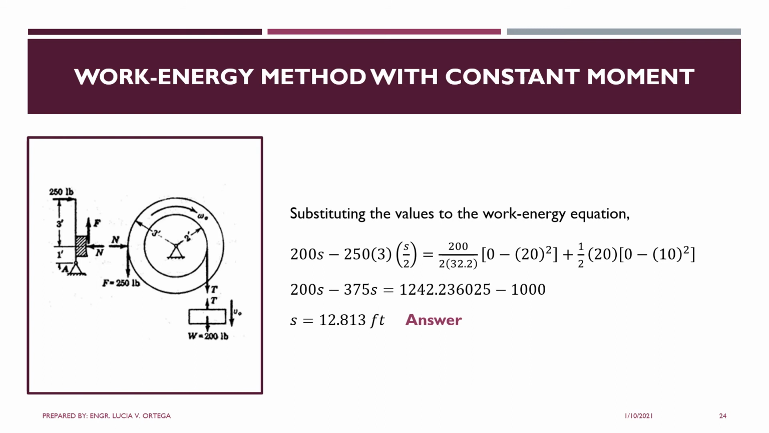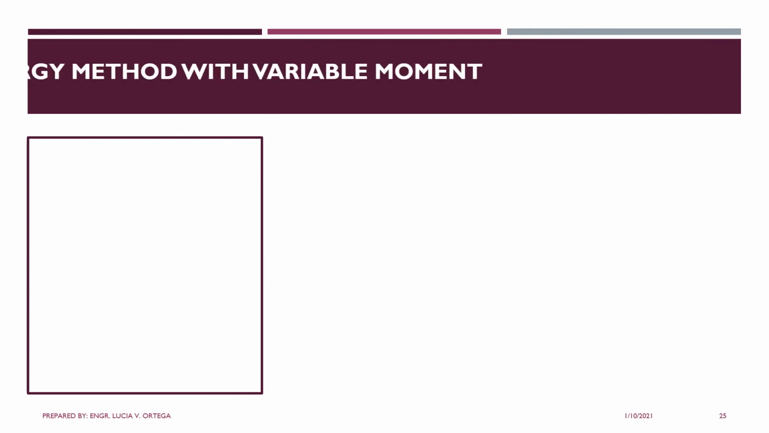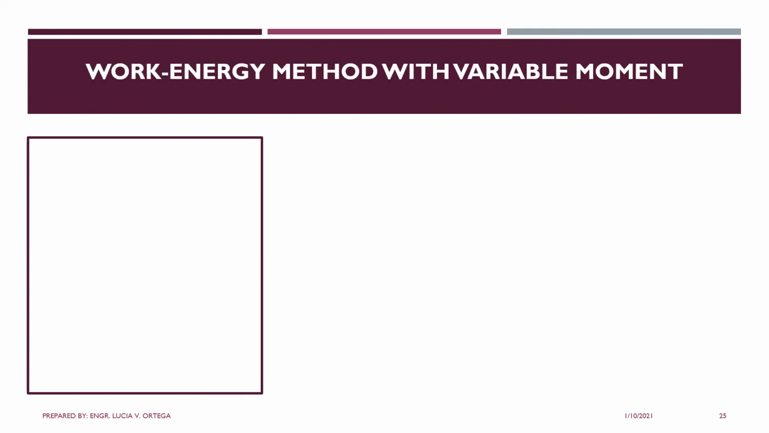So when you look at the problem or the system, it looks difficult, especially since there is rotation. But when you construct the free body diagram of each member of the system and apply the work energy equation, you can easily solve whatever is required in the problem. The important thing is that you know how to draw the free body diagram. Now, let's solve a problem with variable moment.